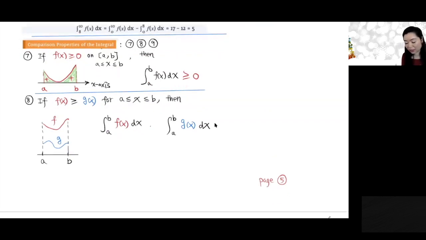Okay, the next one over here. If this function f is always above or equal to this function g on a to b, then what can we say about this integral? Which one is above which one? Then this is always going to be greater than or equal to this. The integral of the bigger function is always greater or equal to the integral of the smaller function. You can try to imagine this picture.